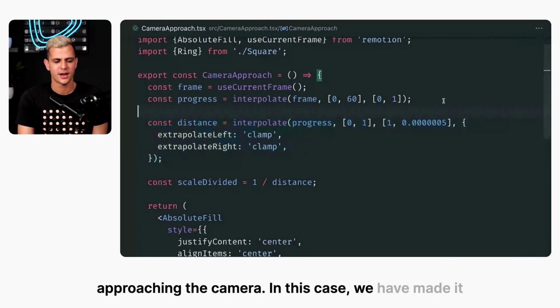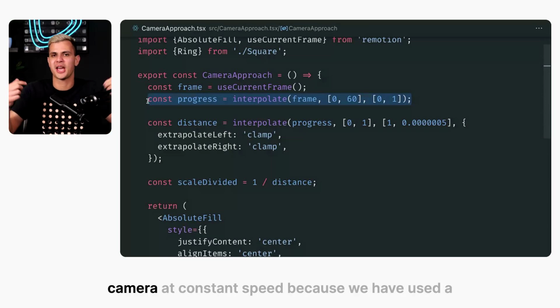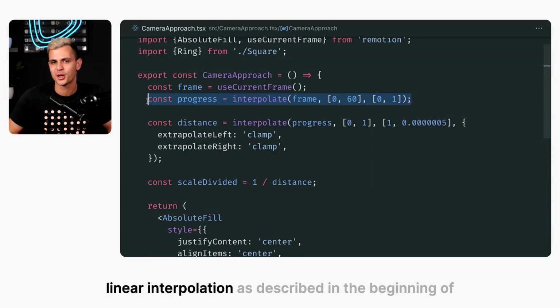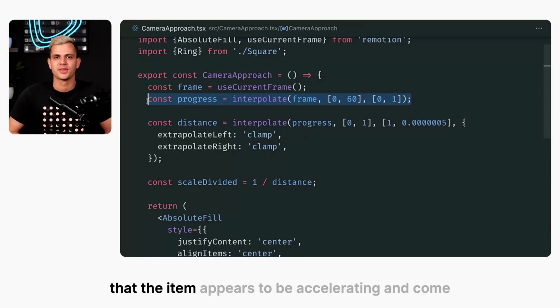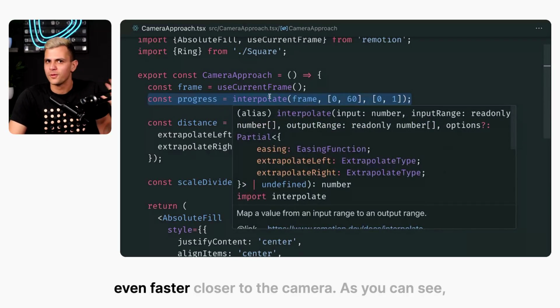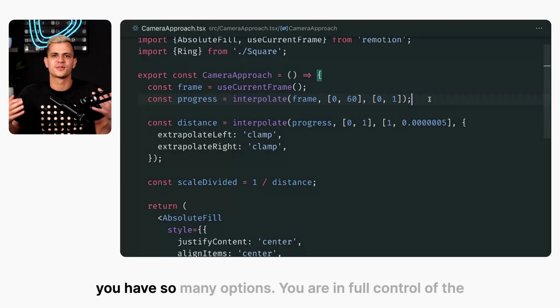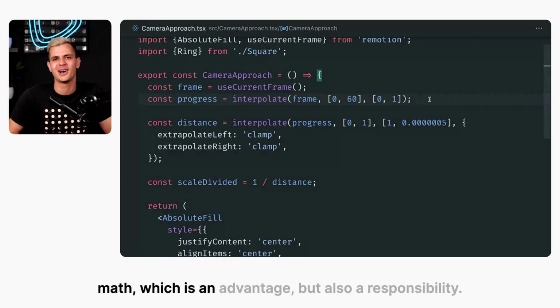In this case, we have made it that the item appears to be coming closer to the camera at constant speed because we have used a linear interpolation as described in the beginning of the video. Now, if we wanted to, we could also make it that the item appears to be accelerating and come even faster closer to the camera. As you can see, you have so many options. You're in full control of the math, which is an advantage, but also a responsibility.